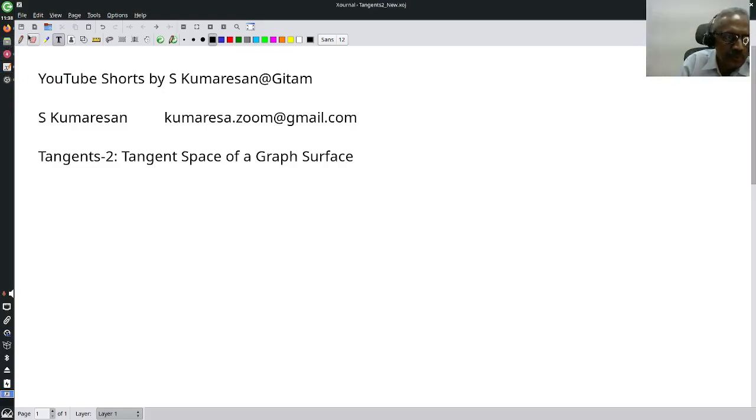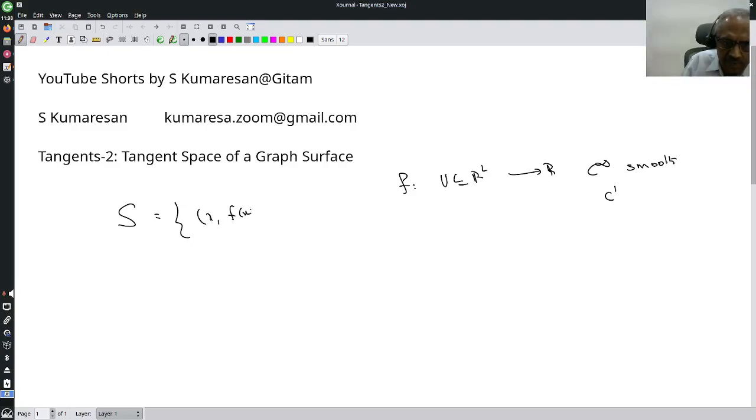So we are looking at a surface. Let f be a function from U in R2 to R. Assume it is C infinity smooth, or at minimum at least C1. Then this surface is the graph surface, the set of (x, f(x)) for x in U. This x, if you want, think of as x1, x2 rather than x, y. This is a subset of R3.